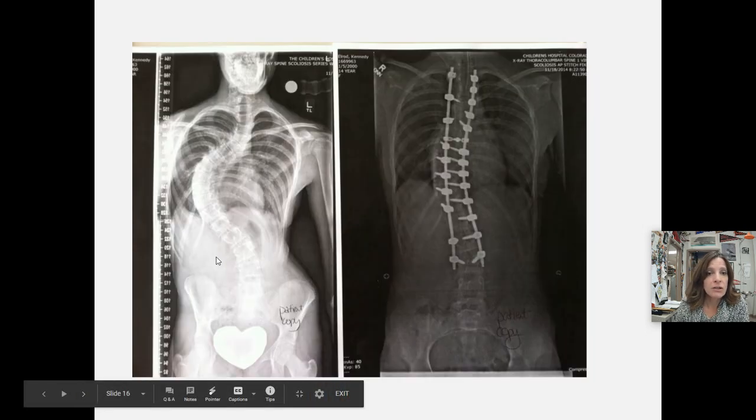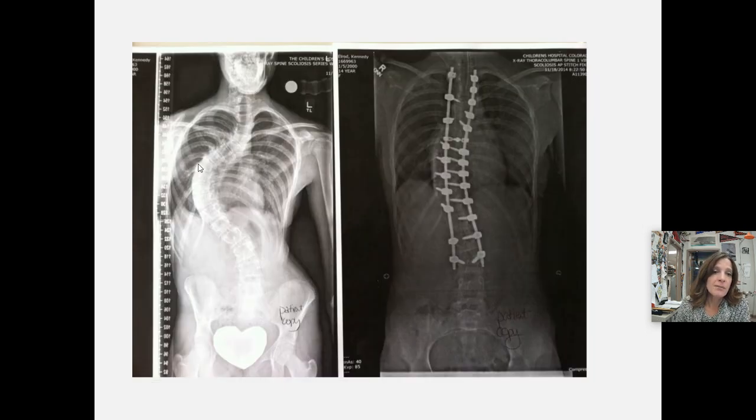So this is a picture of a student that I had. So this was her spine before, and as you can see, she looked a little off in her posture, but not as much. So somebody with scoliosis, if it's not horrible, you might not even be able to tell because they adjust their body. So this was before, and then this was after. She got some rods placed in to straighten up her spine.